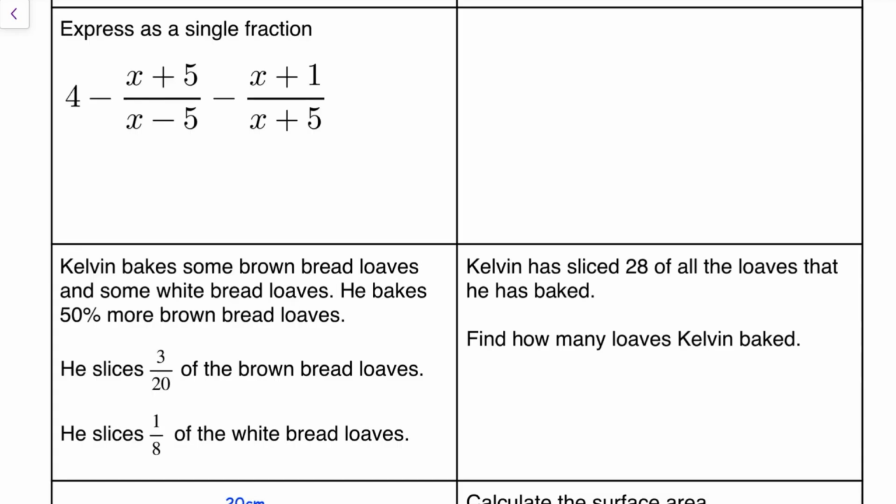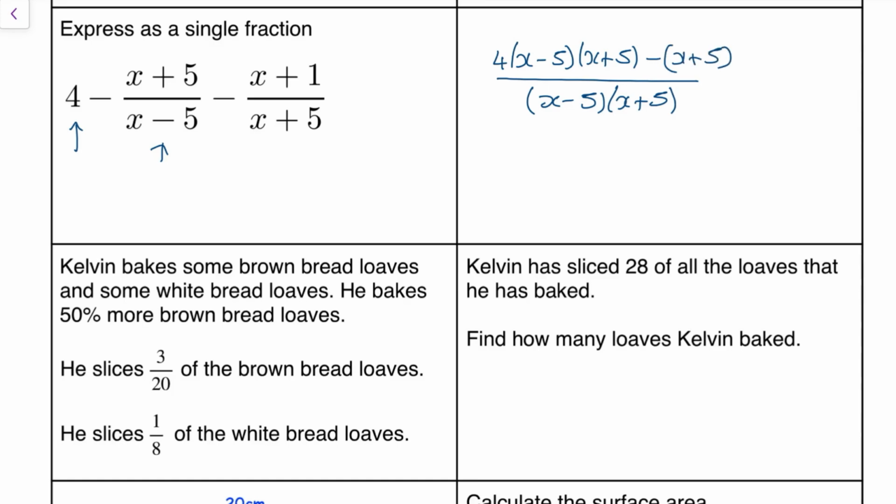Second question, express as a single fraction. So what I tend to start with is what my denominator is going to be, and that's going to be x minus 5 over x plus 5, which I know I can simplify, but I'll leave it like that for now because it makes it a bit easier to then multiply each of these things separately. So I need to multiply that by both x minus 5, x plus 5. I need to multiply the next one. Well, I've already got an x minus 5, so I need to multiply it by x plus 5, which can be x plus 5 squared.